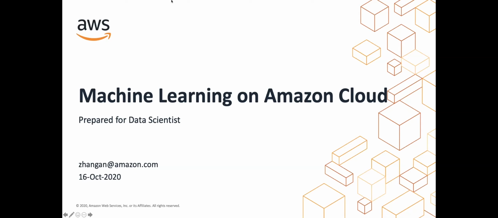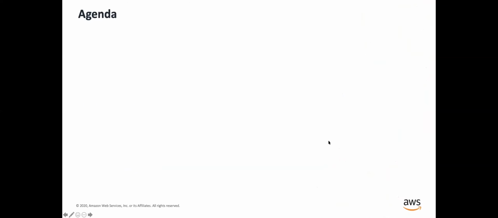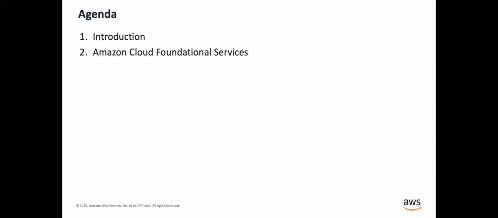Let me see if I can move my slide a bit. Okay, here's my agenda. Yeah, I'll use my mouse. So I first have some introduction on Amazon Cloud. Then I will talk about some foundation services on Amazon Cloud. Normally, as a data scientist, you really don't need to know that. But once you get into a large production environment, you're going to have the discussion on these type of things.